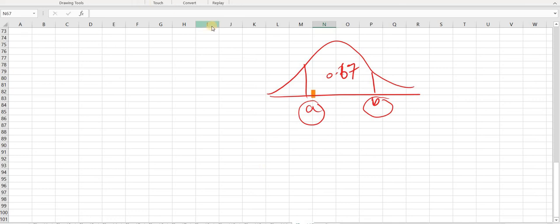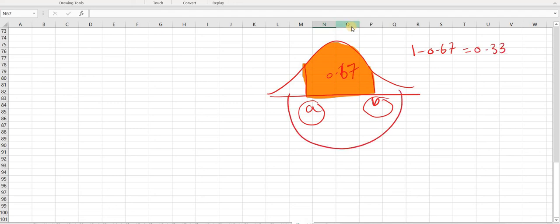I have the orange area, which is 67%, and I know it's exactly in the middle. I know the area under the curve is equal to 1, so if I say 1 minus 0.67, which is 0.33, I'm going to get the area in both of these tails together. So the area here is 0.33 in both of these tails. That's the remaining area basically. Now, I don't want the area in both of these tails together. I want the area in each of these tails.